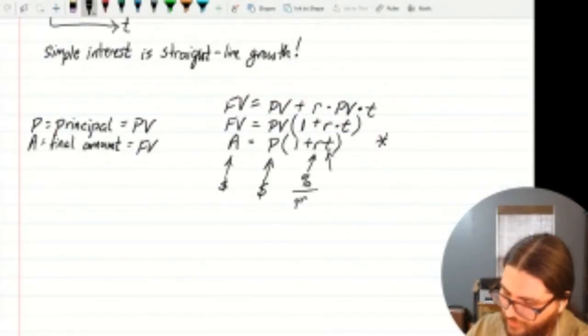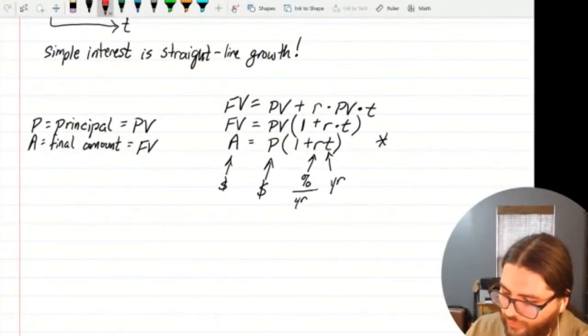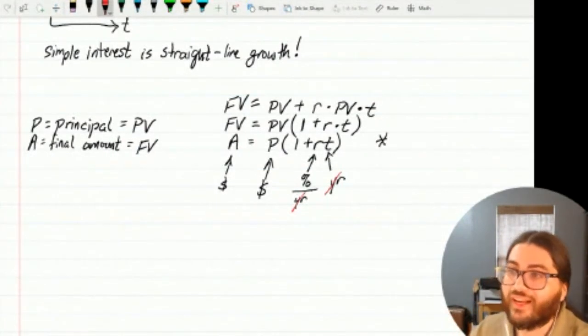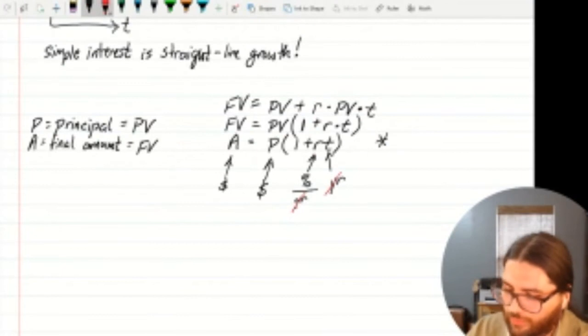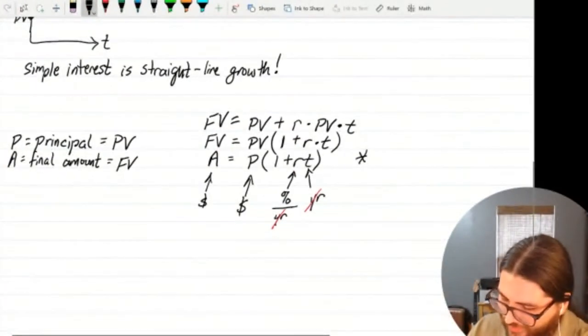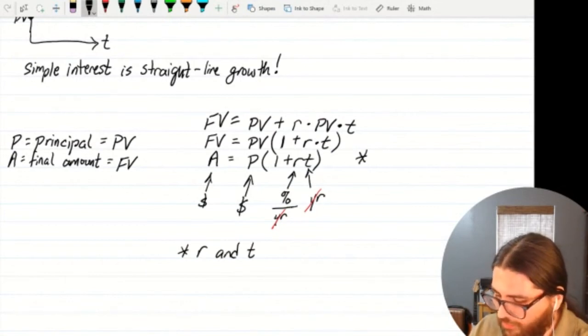And then the T is measured in that same exact time unit. And so those time units cancel each other out. That's why the final answer did not have a time unit on it. That brings up a really good thing to remember, is that R and T have to be measured in the same time units.